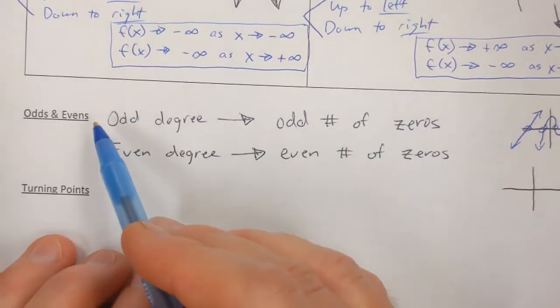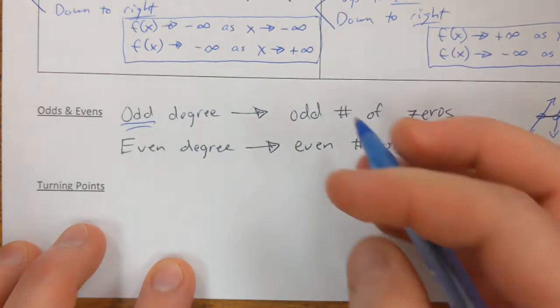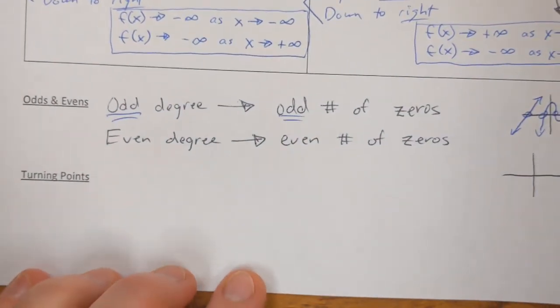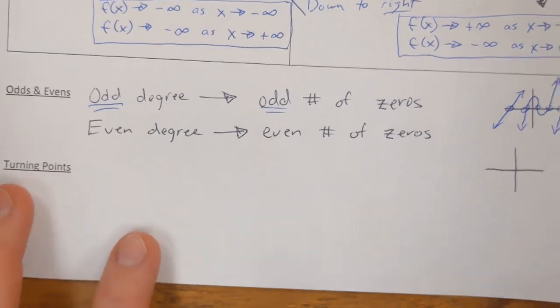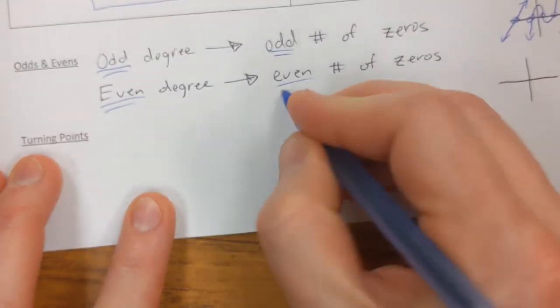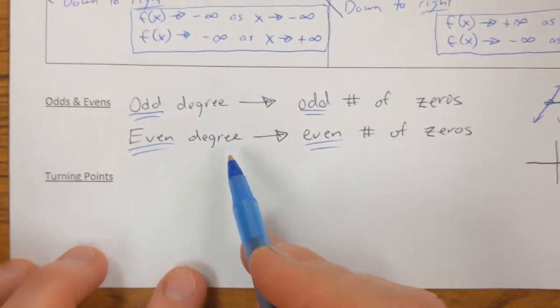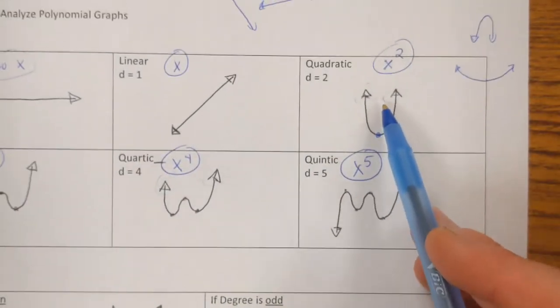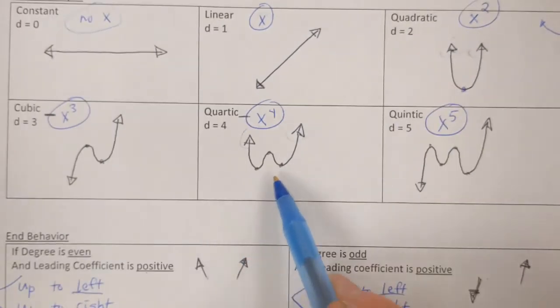No matter what, if your function is an odd degree, it will always have an odd number of zeros, meaning it will either have 1 or 3 or 5 or 7, etc. Now with even degree, the only guarantee with an even degree function is that it will always have an even number of zeros. So you imagine this would be things like x squared or x to the 4th.